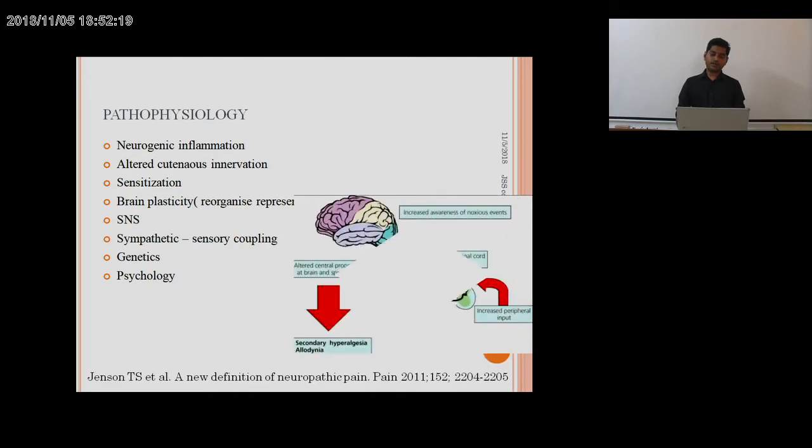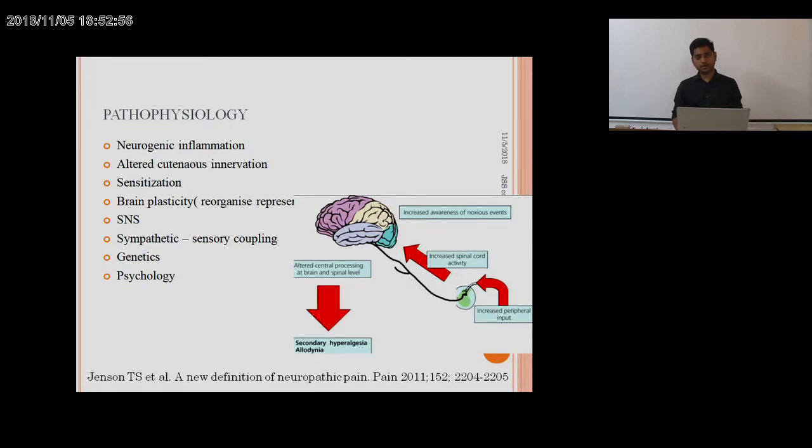When it comes to brain plasticity, there will be a reorganization of the representation in the brain. When a peripheral nerve or any peripheral musculoskeletal structure is injured, there will be an increased peripheral input towards the spinal cord, and it goes to the higher areas of the brain. Based on this, there will be an increased peripheral sensitization of the extremity, either upper limb or lower limb. From your spinal cord, it goes to the centers of the brain. Ultimately, this noxious stimulus stays there for a longer time, leading to central sensitization.